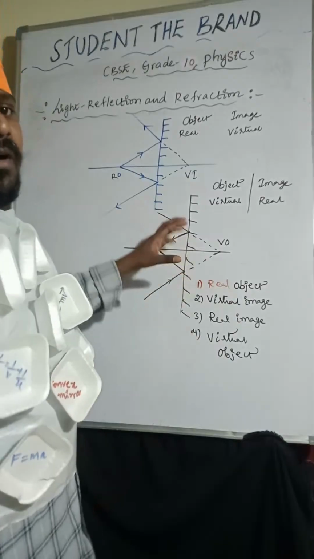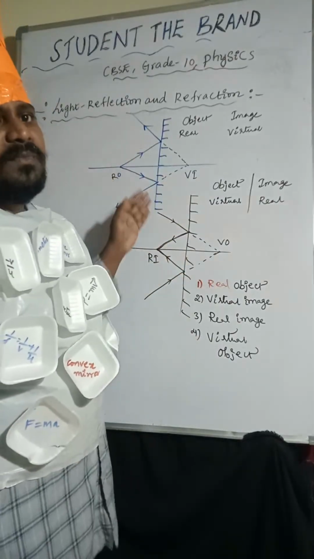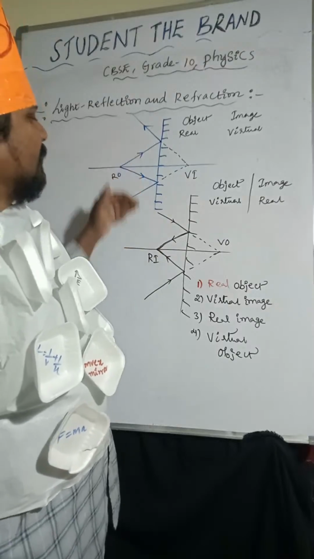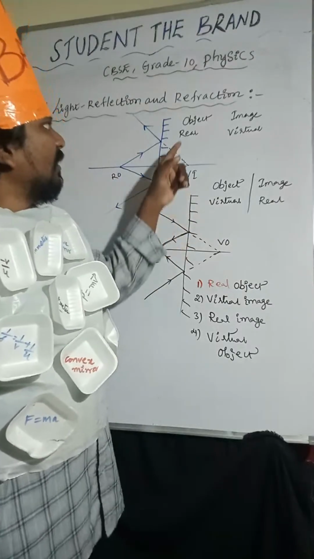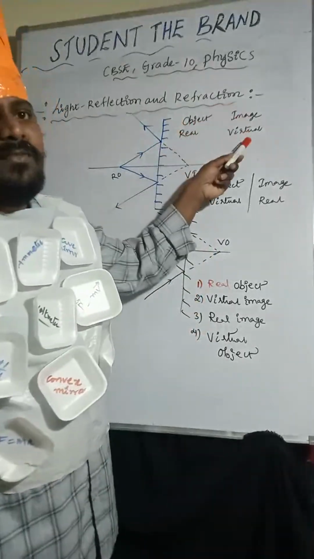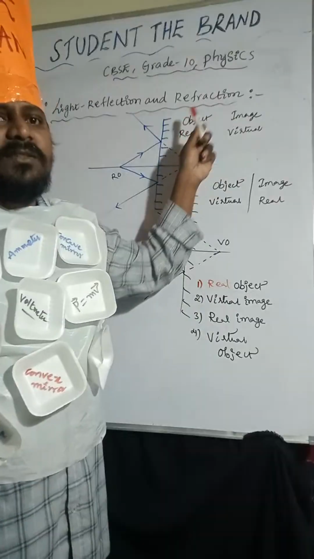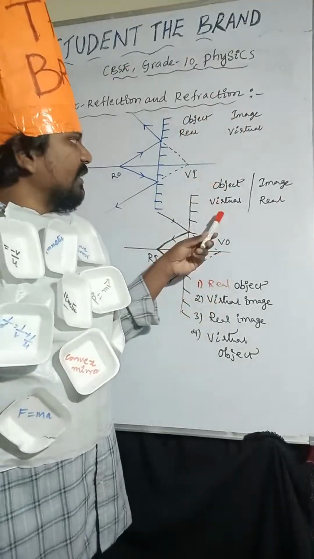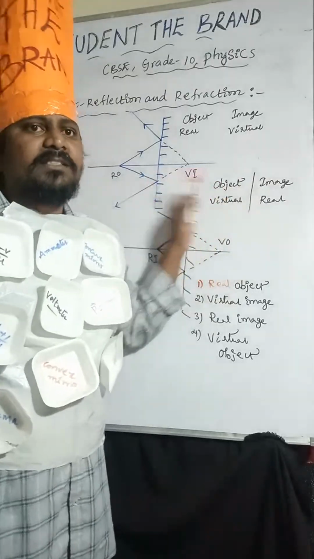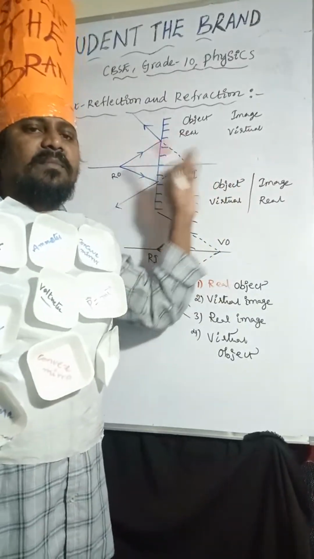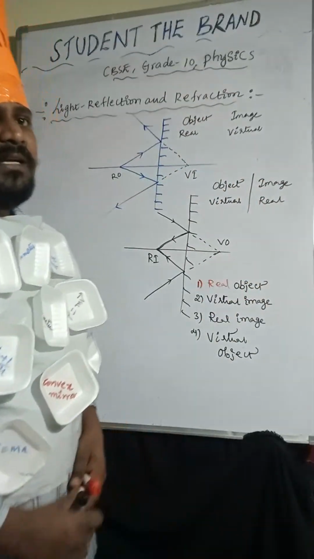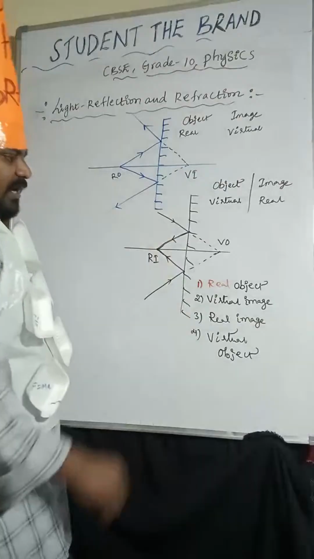If you observe these two diagrams, we can conclude one thing. Object is real, image is virtual. Object is virtual, image is real. Like this, vice versa. I hope it is very clear. Just check the diagrams once.